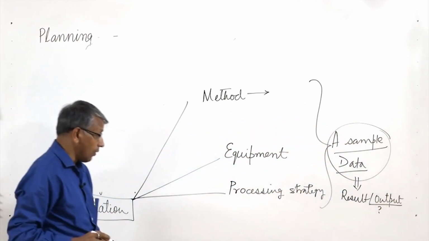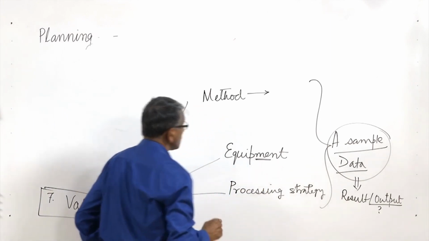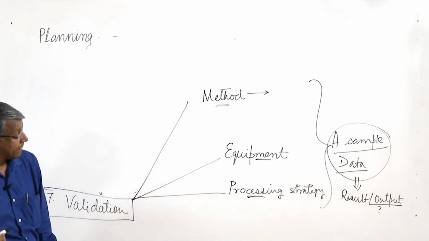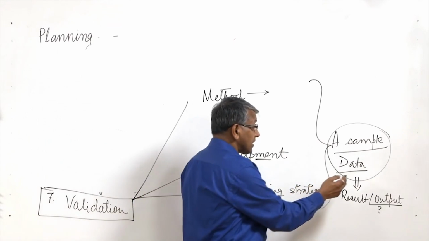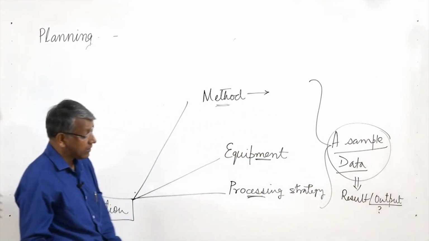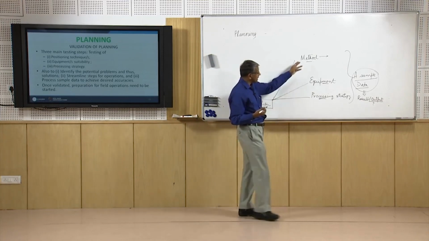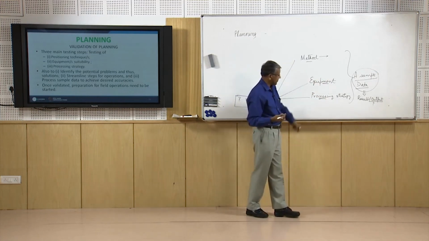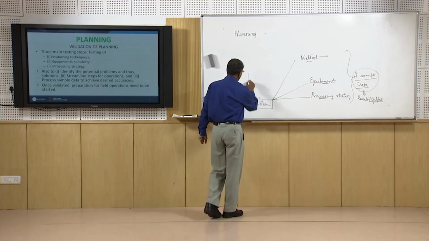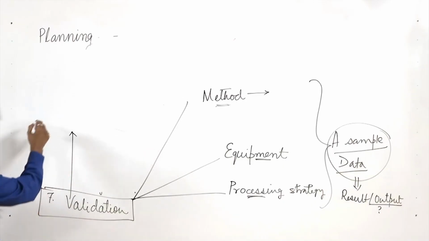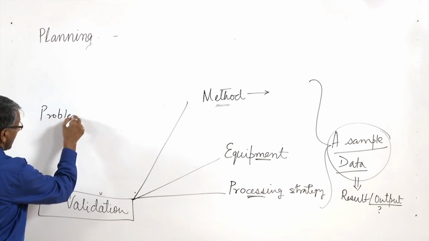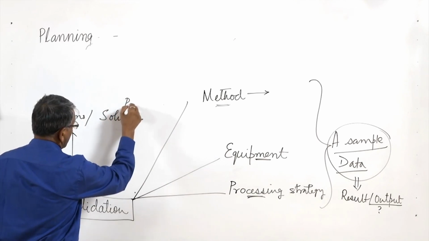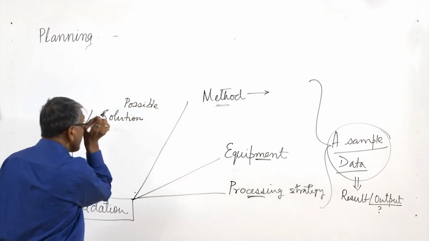If it is meeting, then okay, that means the equipment used, the method we have considered and the processing strategy are all okay. If not, then we have to identify the reason why this output is not meeting our standard specification, and accordingly we need to change the method or equipment or processing strategy, or all or some of these. Moreover, during validation we also need to see what problems we encountered, and find out possible solutions, and they have to be implemented during actual surveying.